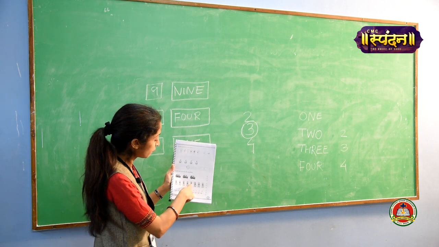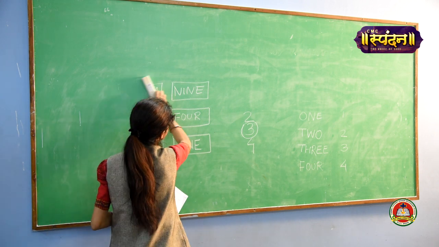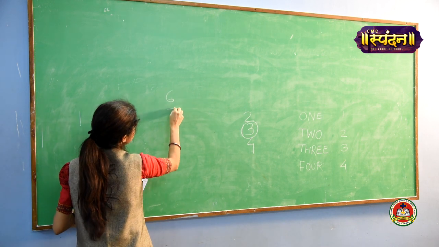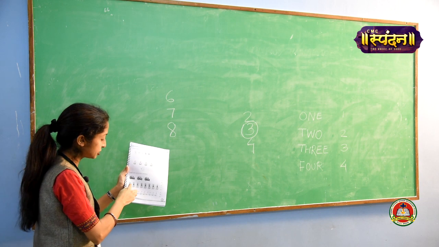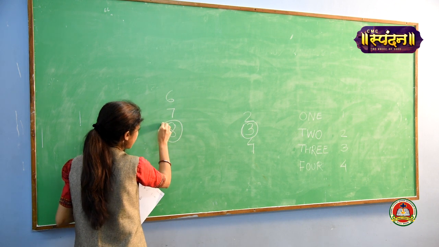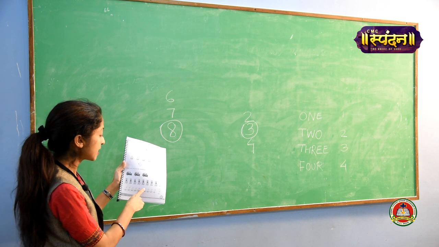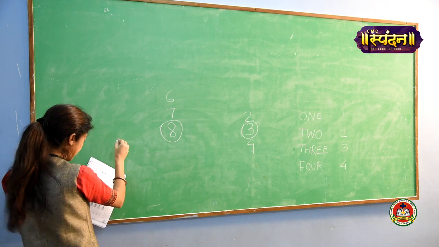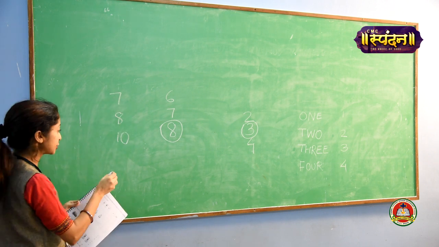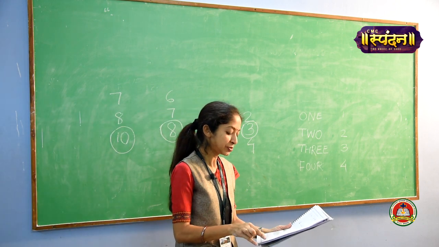Now next please count how many dogs are there? 1, 2, 3, 4, 5, 6, 7, 8, and the numbers are given over here: 6, 7, 8. So how many did you get? 1, 2, 3, 4, 5, 6, 7, 8. We are going to put a circle on number 8. Next we come to the ducks. Please count 1, 2, 3, 4, 5, 6, 7, 8, 9, 10. The numbers given are 7, 8 and 10. So we are going to put a circle on 10. Is it clear?